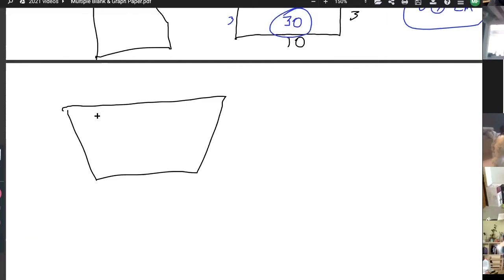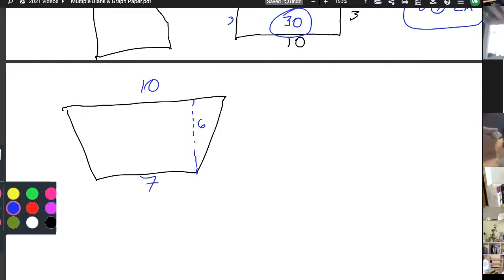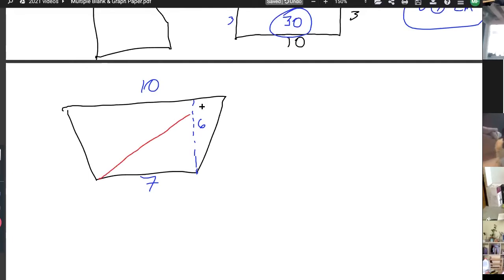Now, unfortunately, even if they give us units like this, 10, 7, and then let's say the height is 6 here. Well, you can't just make another triangle here because you don't know what this length is or this length is. But what you could do is you could make two triangles this way. If I went like this, then that makes two triangles, right? So how do you find the area of this triangle? Well, that is going to be base times height divided by 2. So that's 7 times 6 divided by 2, which is 21.